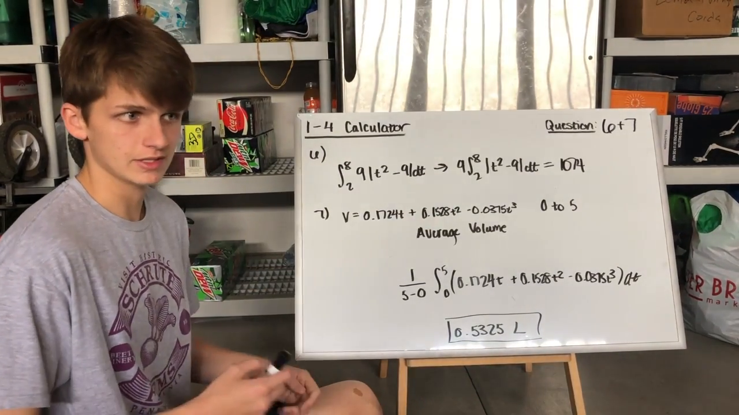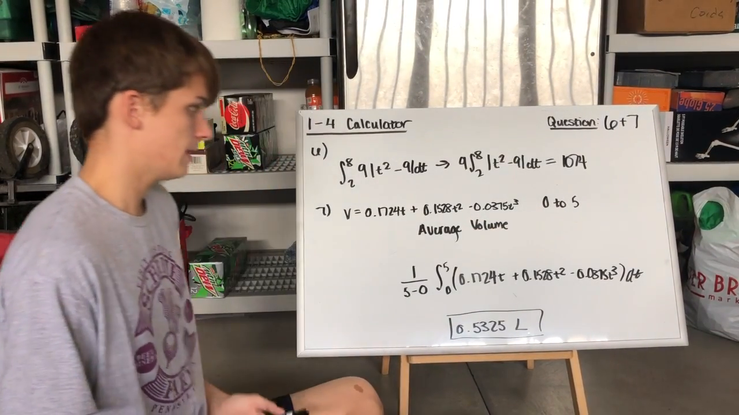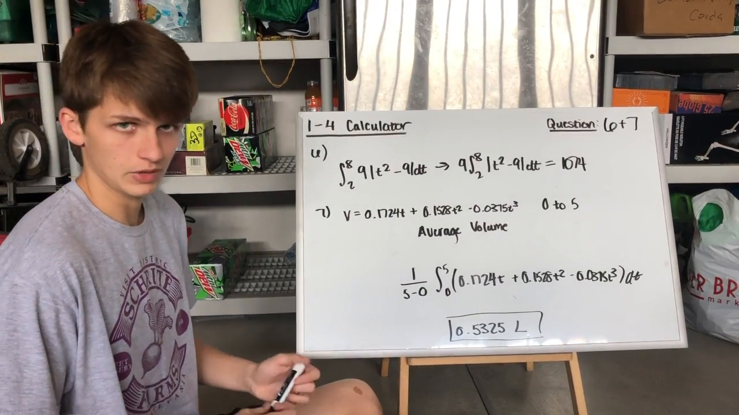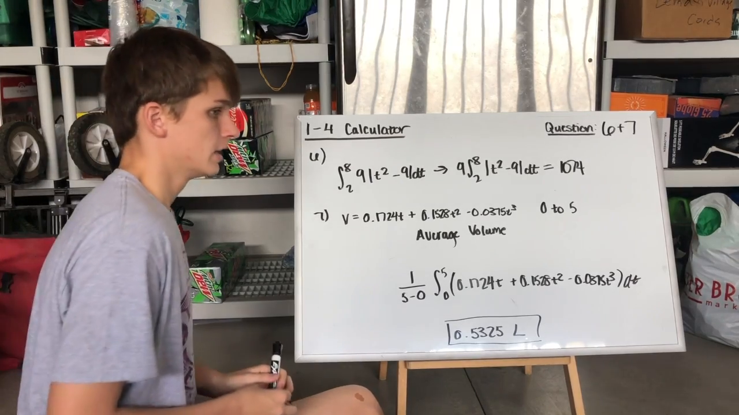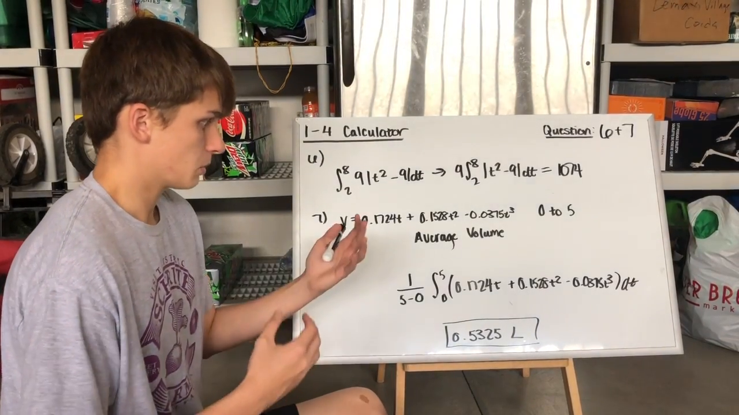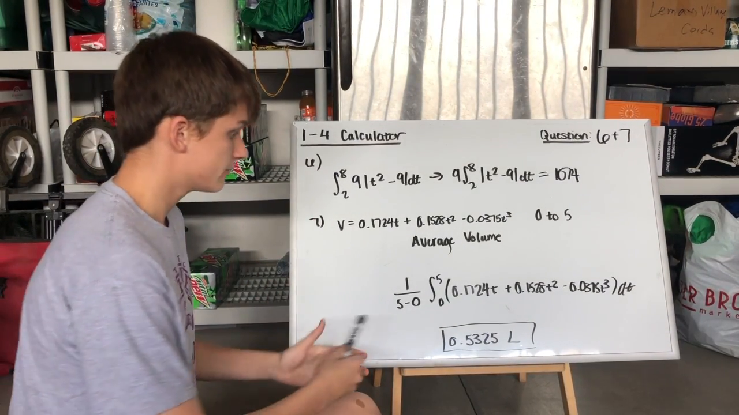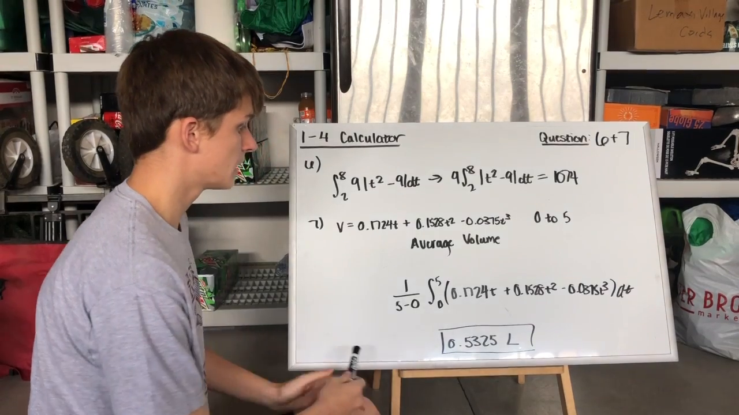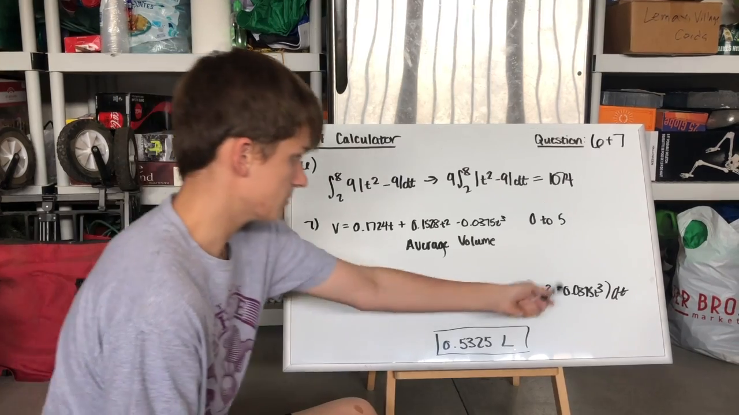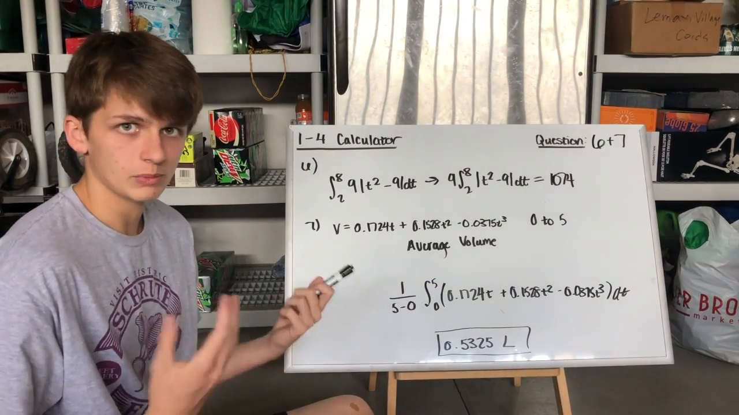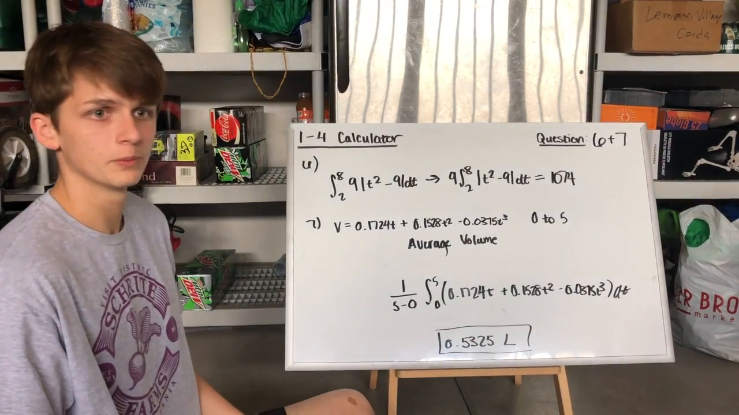We were also told that since it's a 5-second respiratory cycle, we're solving from 0 to 5, and because it's the average volume, integrals are involved as well as a fraction on the outside of the integral. So what this means is, since we're looking for an average value of something, we have 1 over b minus a, which would be 5 minus 0. Then the integral from a to b, which is the integral from 0 to 5 of our volume equation. Again, something you can plug into your calculator really quick and get 0.5325 liters for.